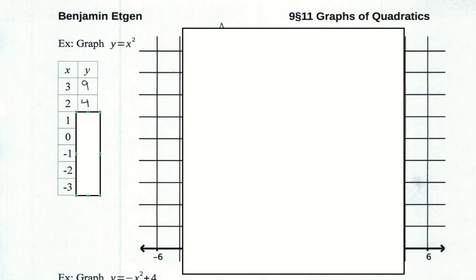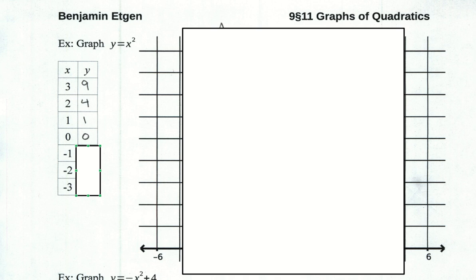That first point, that first ordered pair, if we interpret it geometrically, we can think of it as a point, is x equals 3, y equals 9. The second point, x equals 2, y equals 4. And we're going to continue in this way. So we ask the question, what is y when x is 1? Well, 1 squared is 1. So now we have a third point. And we continue in this way. When x is 0, we square it, and that gives us 0 for y.